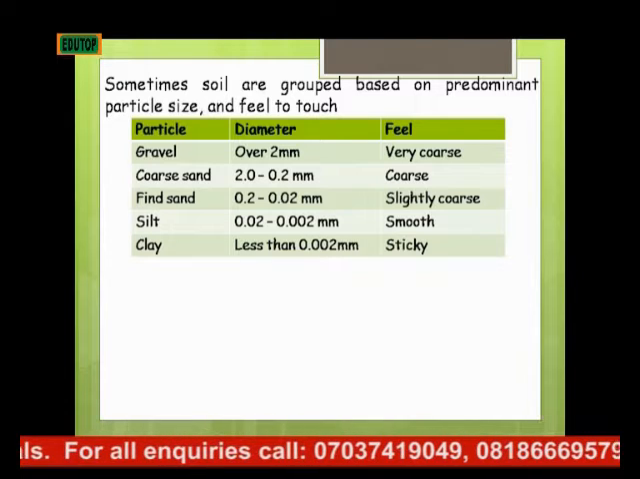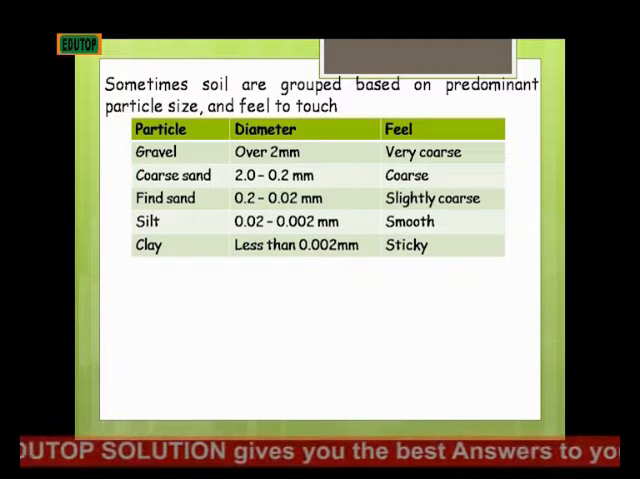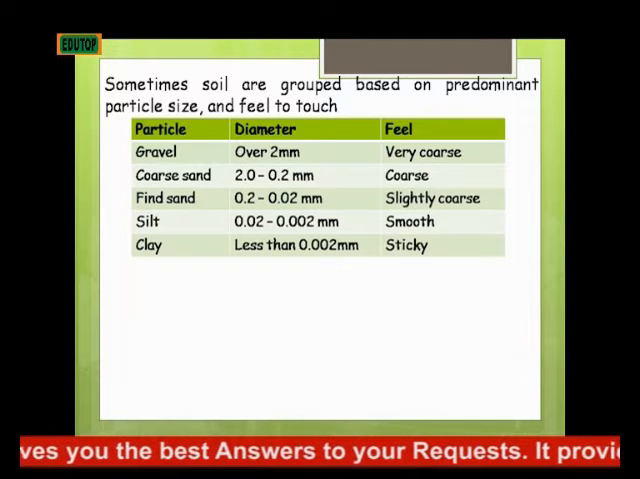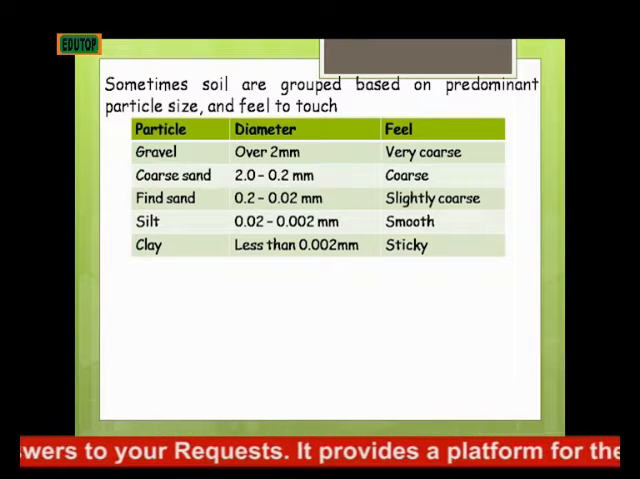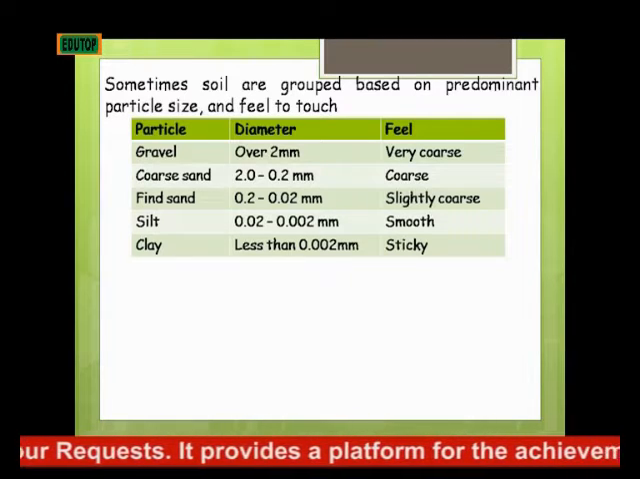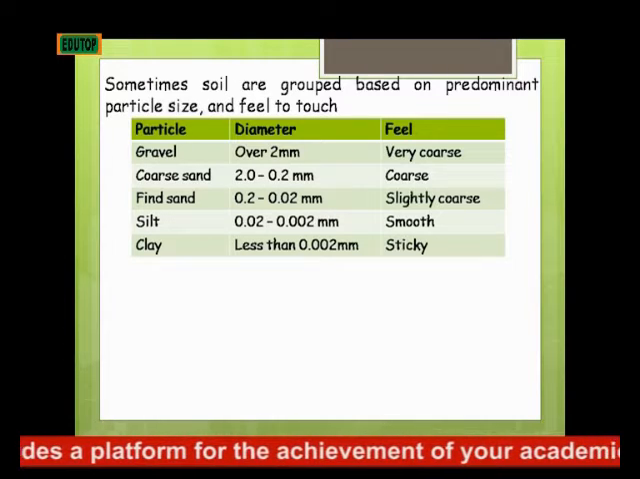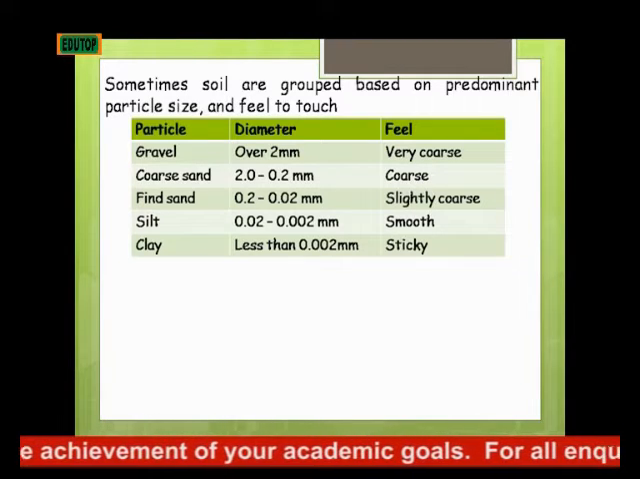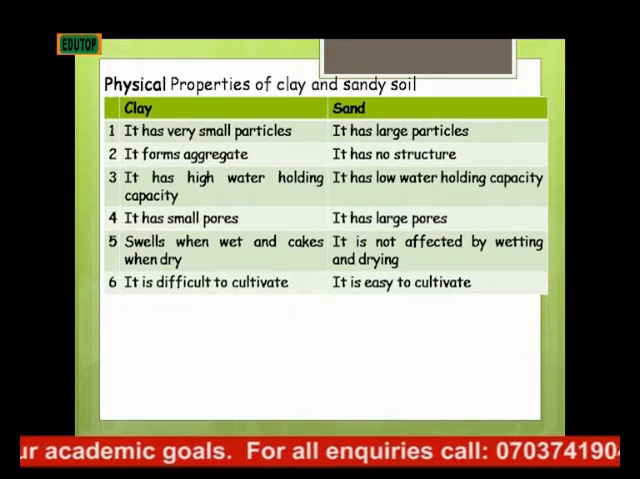Then we have clay. Clay has a particle size less than 0.002 millimeter. Once the particle size of your soil is less than 0.002 millimeter, then we know that this is clay. That's the characteristic size of clay. And then if you now check the feeling, it is sticky. It is sticky to touch. It is sticky in feel. And then we will now be looking at the physical properties of sand and clay.